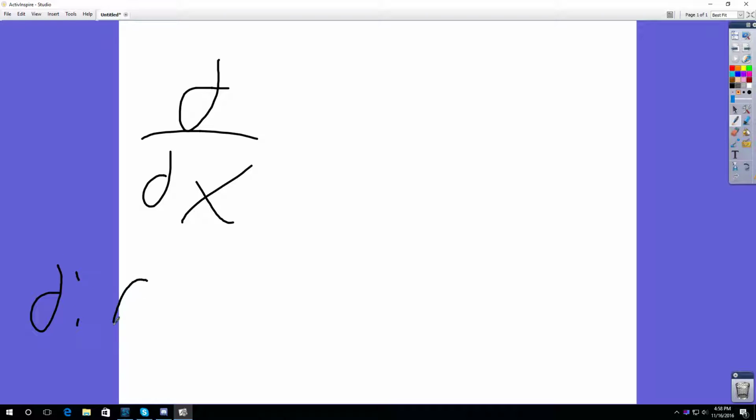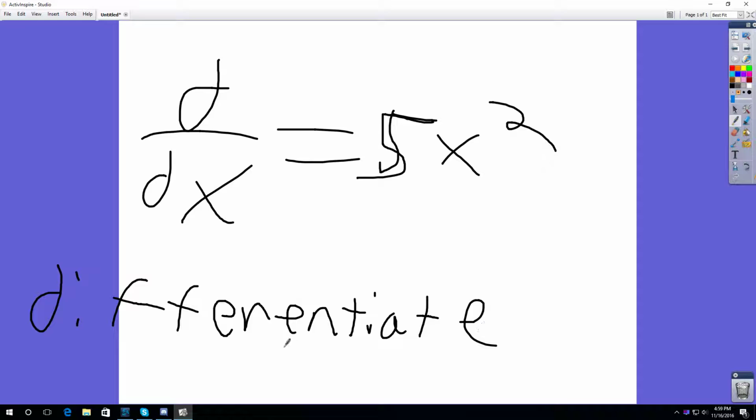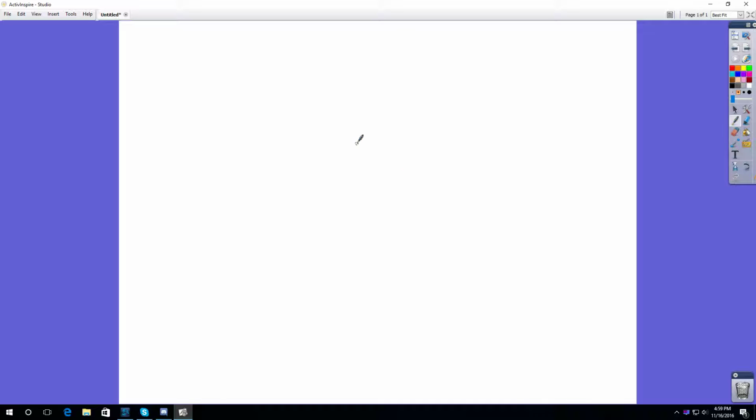First off, you might see it as d over dx. So, this is the form. Or it could be formed in a problem like differentiate, and then it'll give you some equation like 5x squared. You gotta differentiate that. Or it could be like differentiate 5x squared, or find the derivative of 5x squared. Stuff like that. So that's what you need to know when you're finding the derivative.